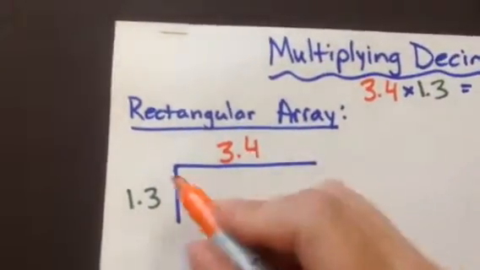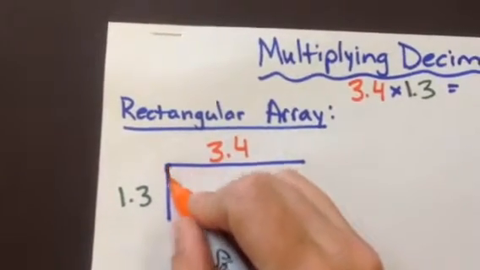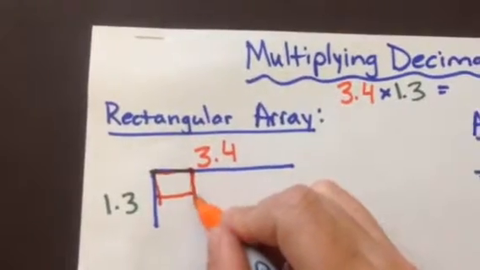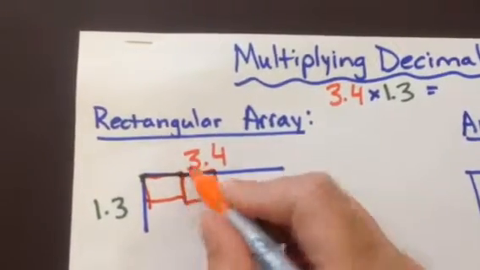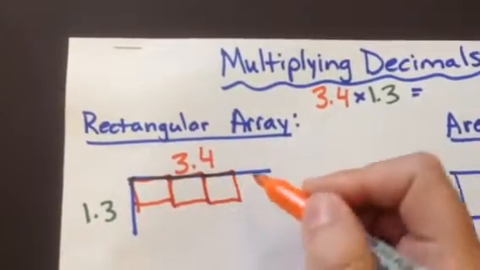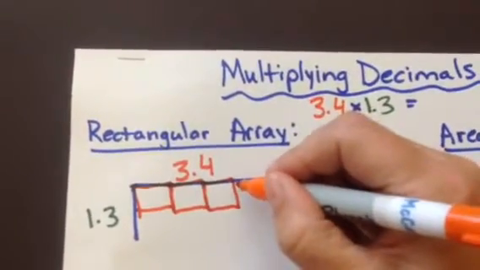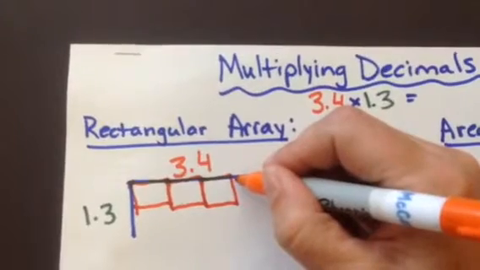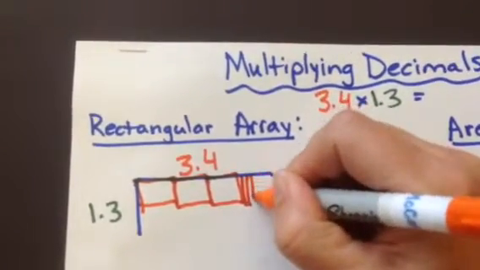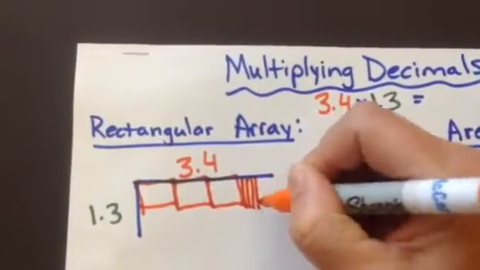I'm going to take 3 and 4/10 and I'm going to draw 3 wholes. This is 1 whole, 2 wholes, 3 whole flats, and I'm going to draw 4/10 using rods. This is 1/10, 2/10, 3/10, 4/10.